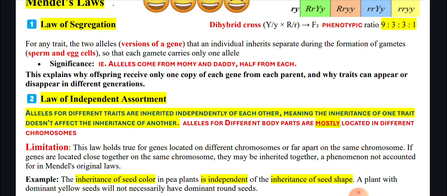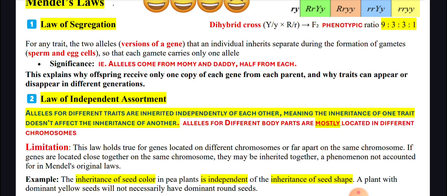Mendel actually confirmed this using his dihybrid cross experiments. Right, that famous cross where he took plants that were heterozygous for two traits, let's say yellow-green color, Yy, and round-wrinkled shape, Rr. Exactly. He crossed YyRr with YyRr. And he didn't just get the combinations he started with, yellow round and green wrinkled. He also got new combinations, yellow wrinkled and green round. And in a specific ratio. Yes, that classic 9:3:3:1 phenotypic ratio.